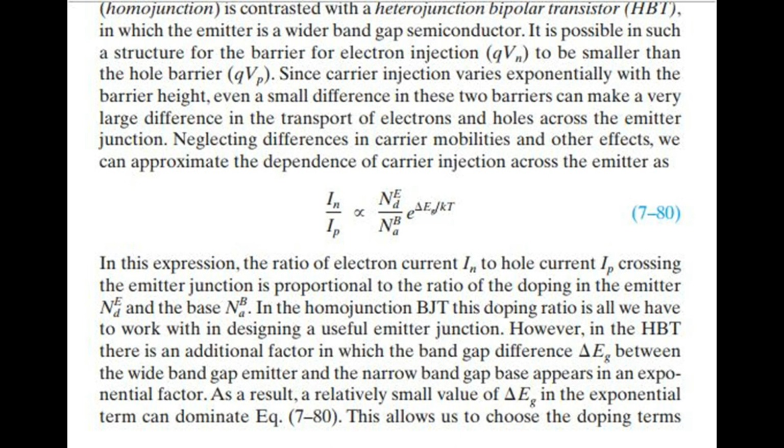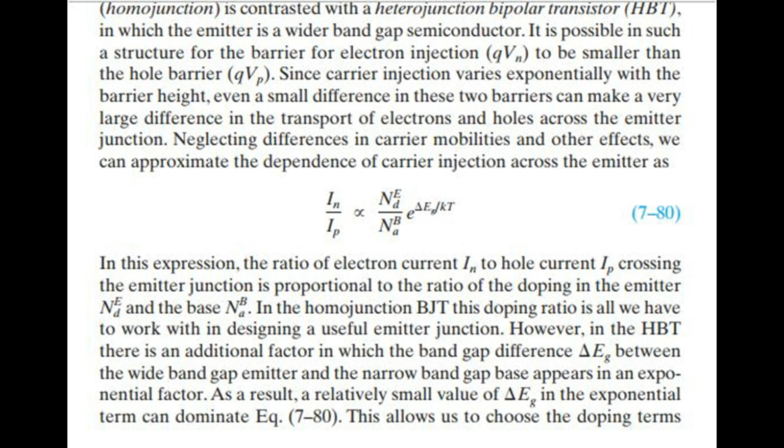In this expression, the ratio of electron current I_n into hole current I_p crossing the emitter junction is proportional to the ratio of the doping in the emitter N_D and the base N_A. In the homojunction BJT, this doping ratio is all we have to work with in designing a useful emitter junction. However, in the HBT there is an additional factor in which the bandgap difference, ΔEg, between the wide bandgap emitter and the narrow bandgap base, appears in an exponential factor. As a result, a relatively small value of ΔEg in the exponential term can dominate Eq. 7-80.